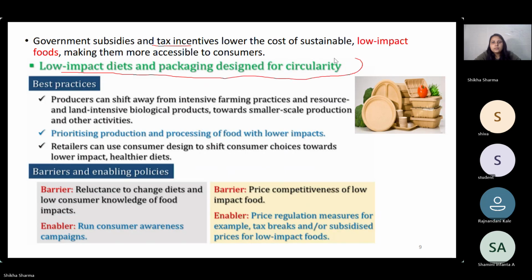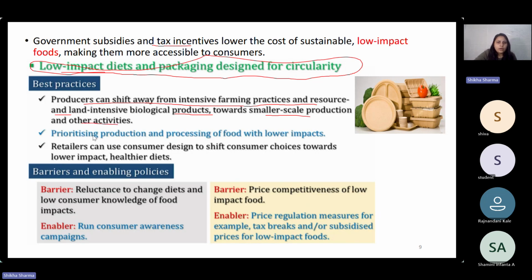and packaging designed for circulating. So basically, in this, the practices include that the producers can shift away from intensive farming practices and resource and land intensive biological products towards smaller scale production and other activities.